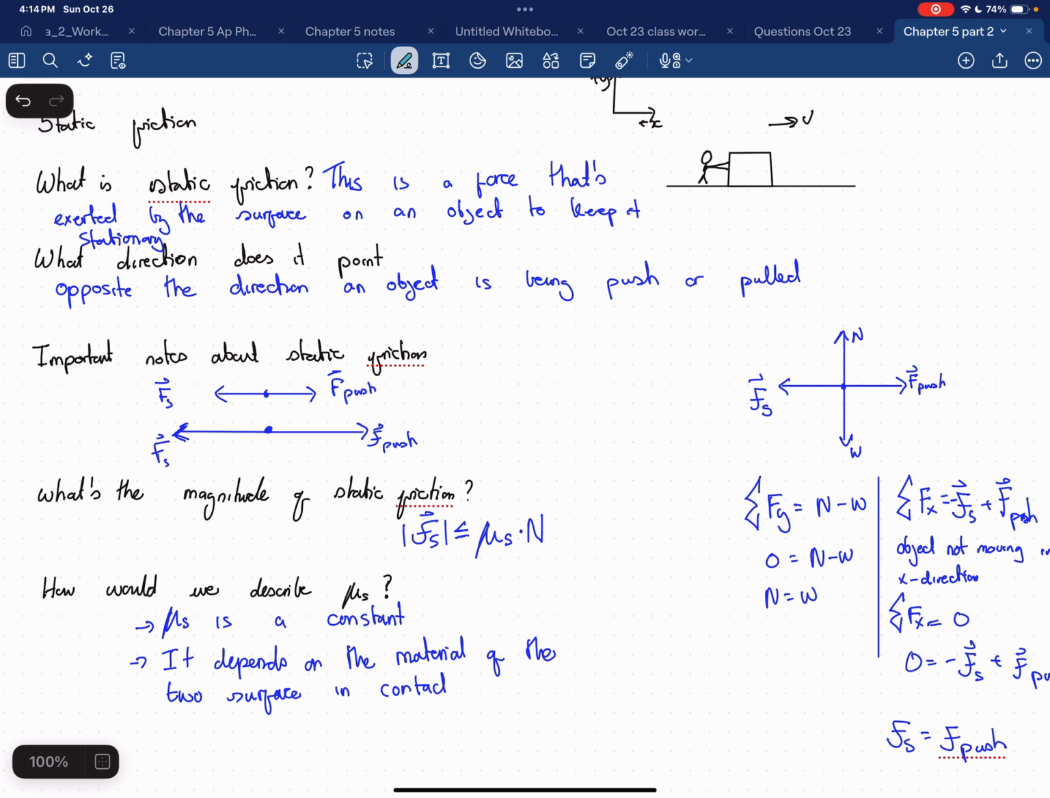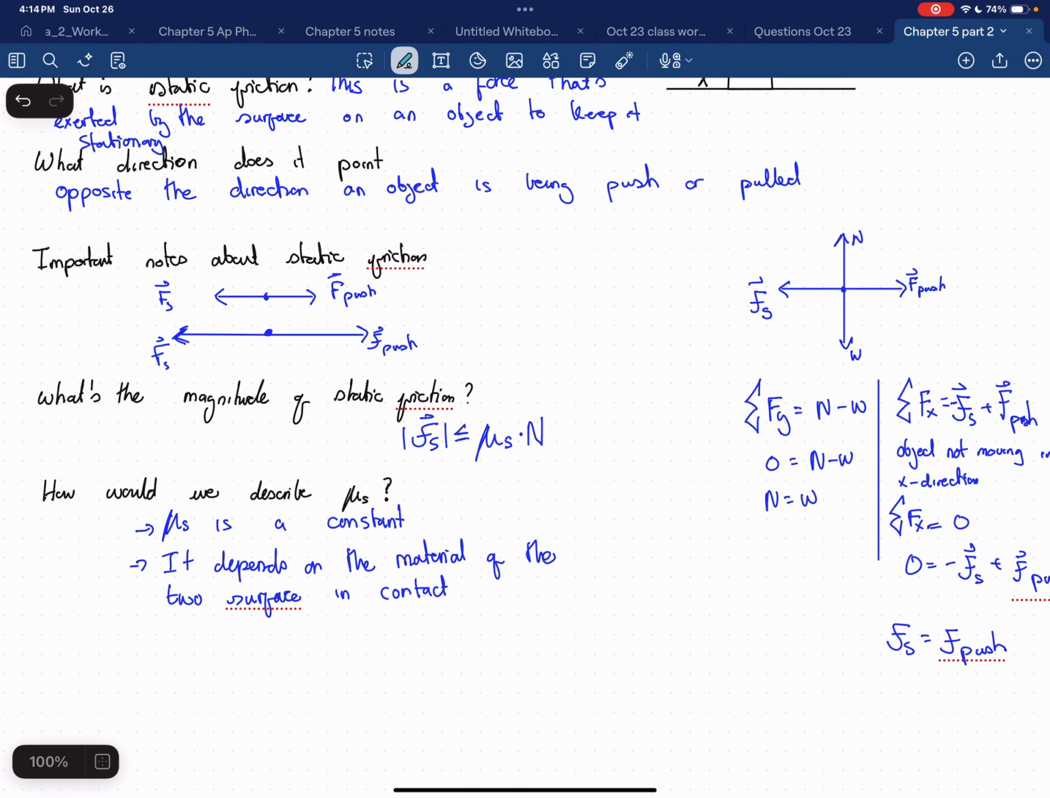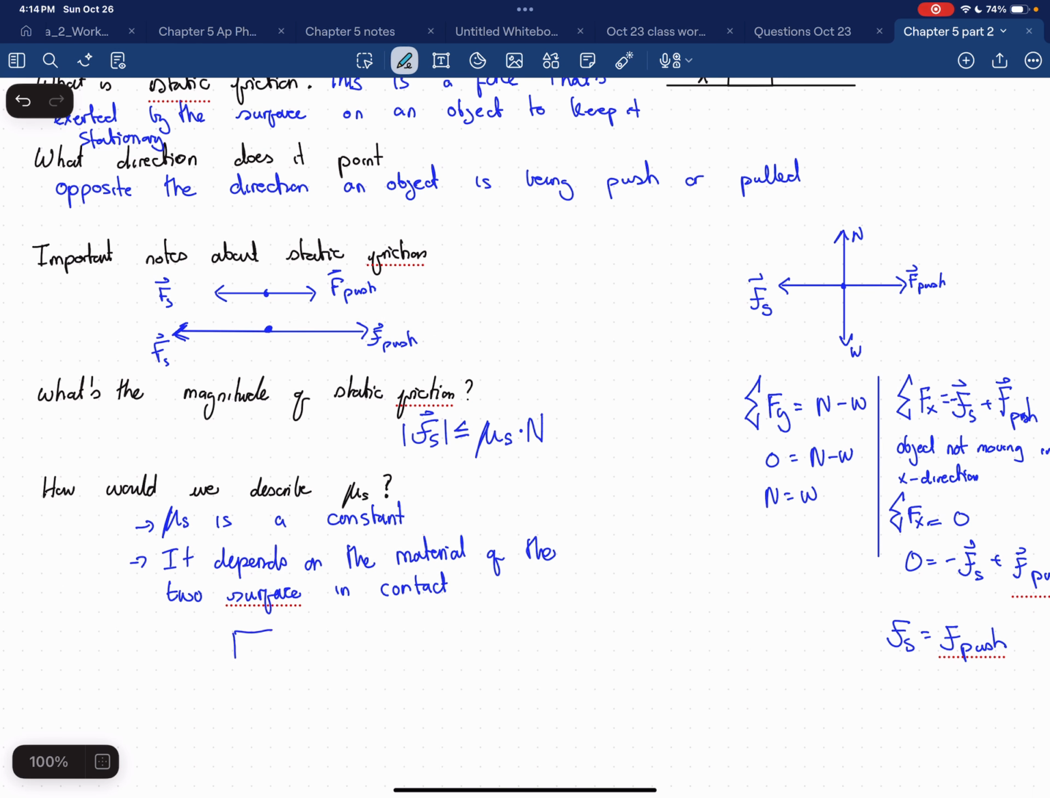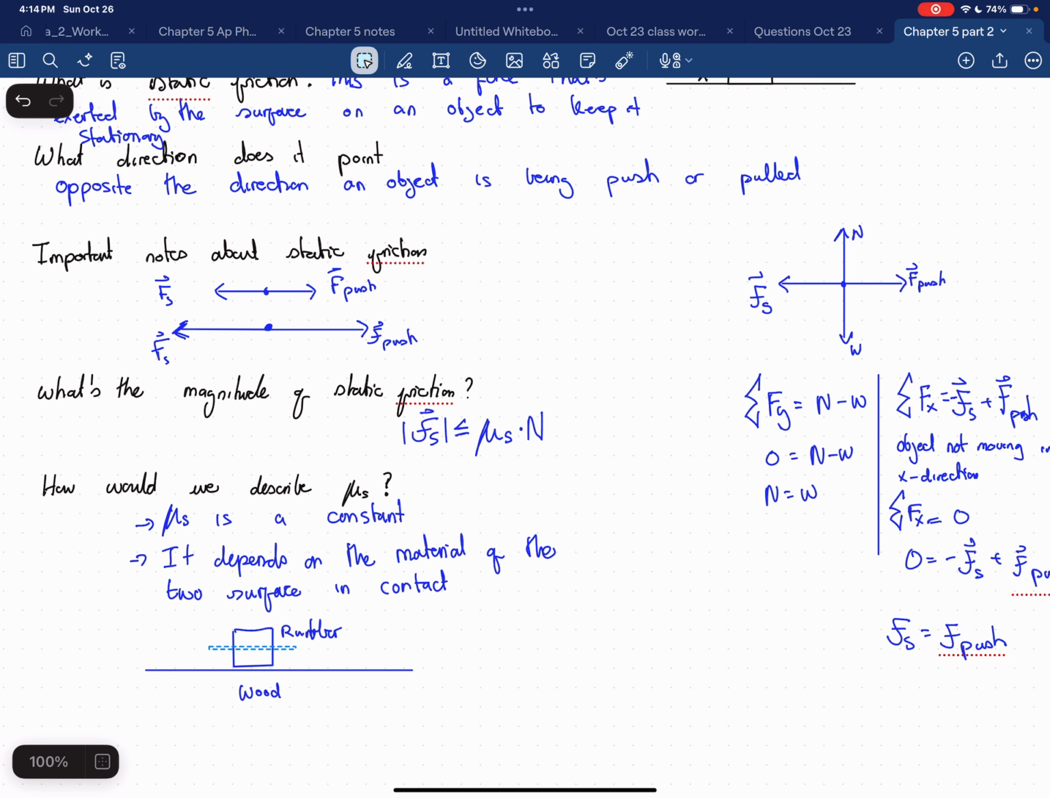If I go back to my box example, I have my box here. Let's say my box is made of rubber, and my surface is made of wood. I really want to close this gap. I don't think I'll be successful, but let's see. Okay, that's good enough.